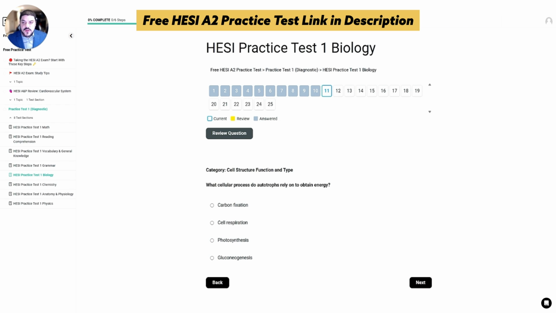Number 11. What cellular process do autotrophs rely on to obtain energy? Carbon fixation, cell respiration, photosynthesis, or gluconeogenesis?